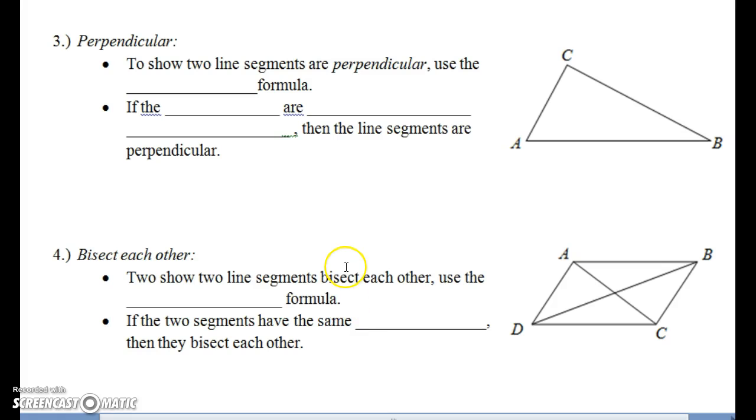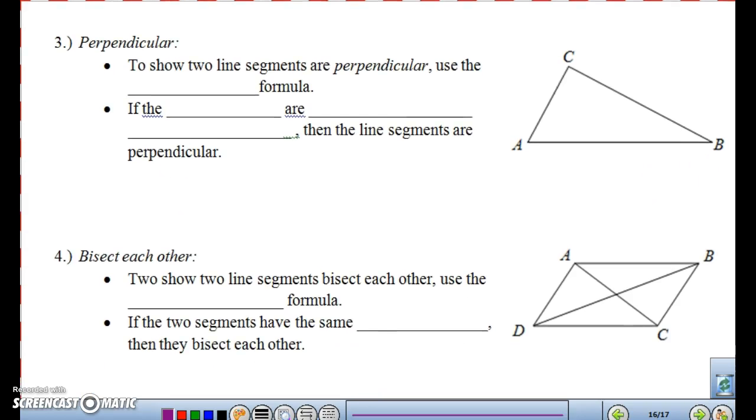All right, what do we know about perpendicular? Well, if two lines are perpendicular, we would have to use the slope formula again. What's special about perpendicular line slopes? If the slopes are opposite reciprocals, then the line segments would be perpendicular.